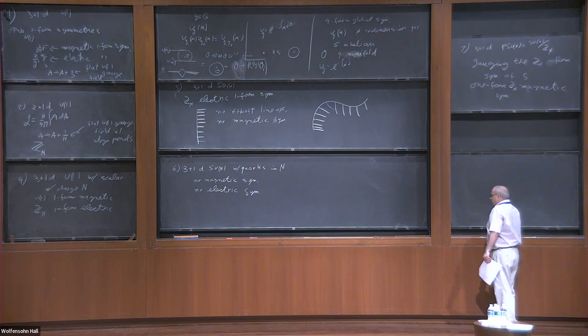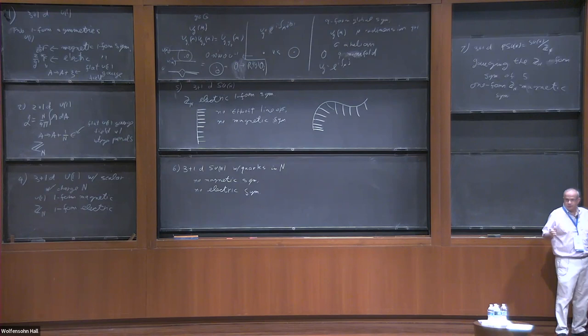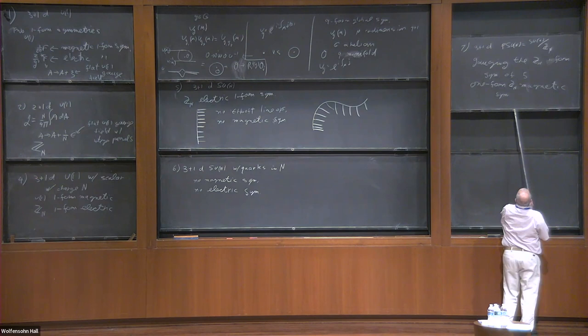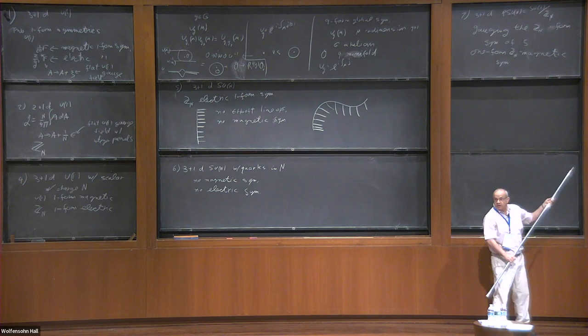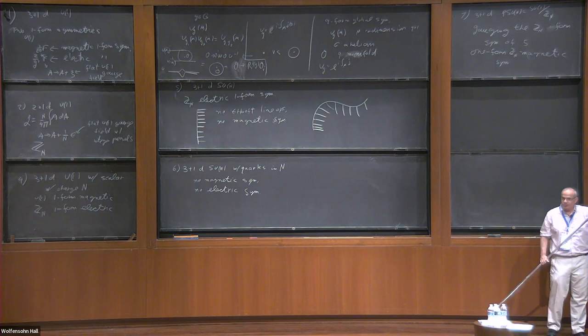So when I objected to the notion of a center symmetry, this really drives it home, because here the gauge group is PSU(N). There is no center in PSU(N). As a group, it doesn't have a center. And consequently, it doesn't have an electric one-form symmetry. But the theory still has a magnetic one-form symmetry, which is this magnetic one. Yes.